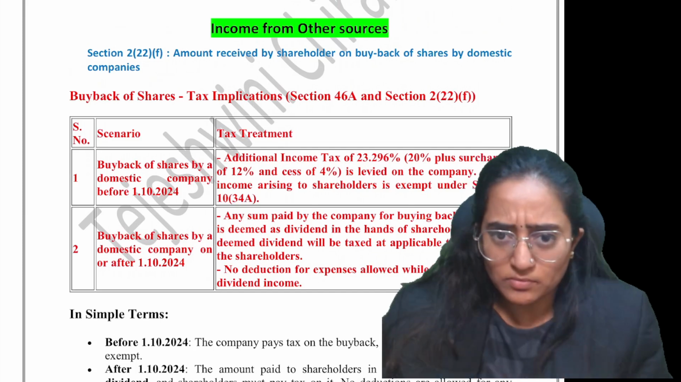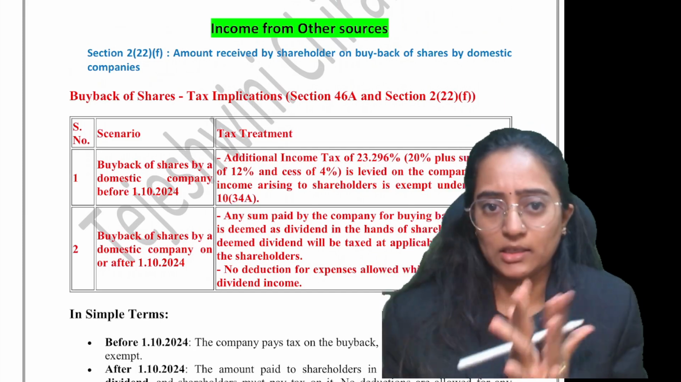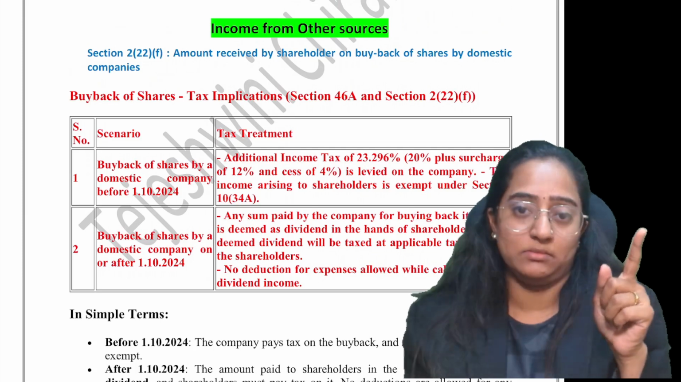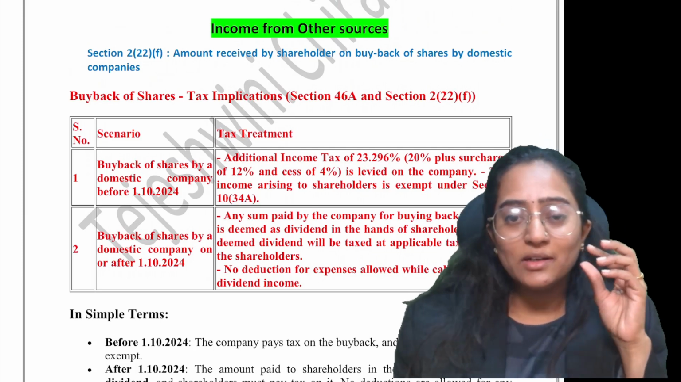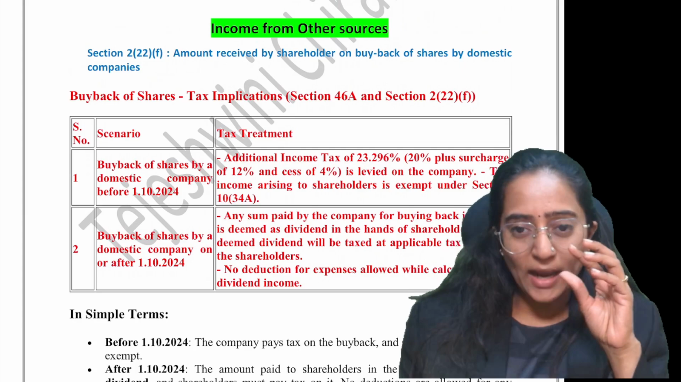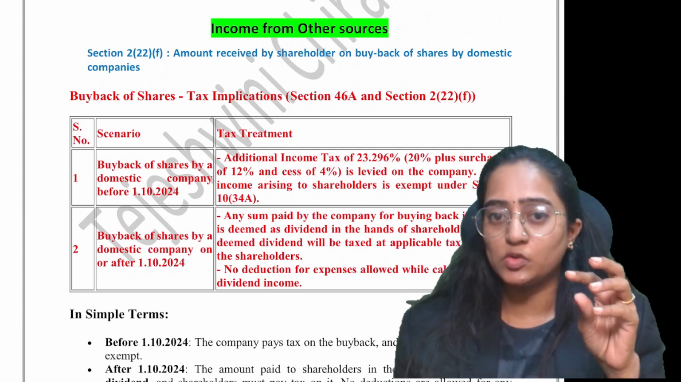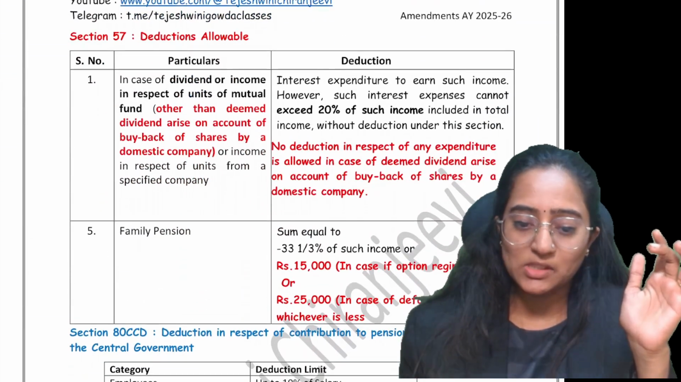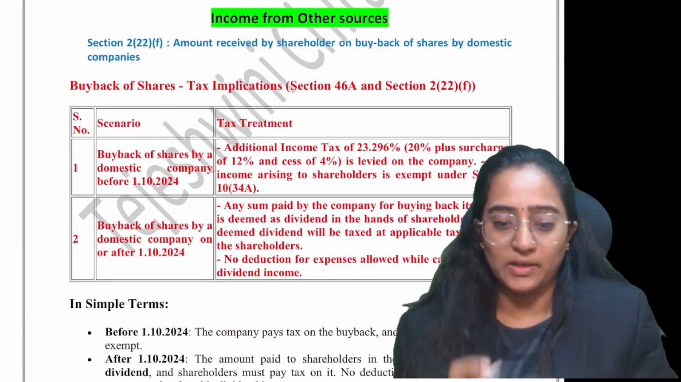So the next amendment is there in the income from other sources chapter. A similar amendment you are seeing in the buyback. Whatever income you had recorded under income from other sources, deeming it to be a dividend, that is nothing but the concept covered over here. That is a deemed dividend.